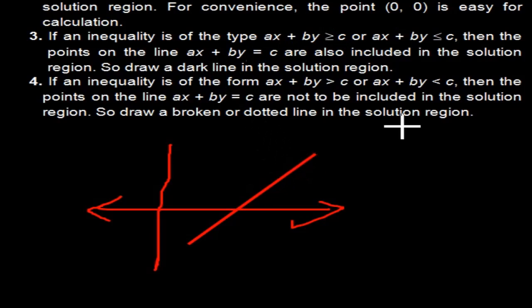That is point number 3. So in this case, it should be dotted lines. It should be drawn like this. It should be dotted lines. It says that the points on this line are not considered, so it should be drawn as a dotted line.